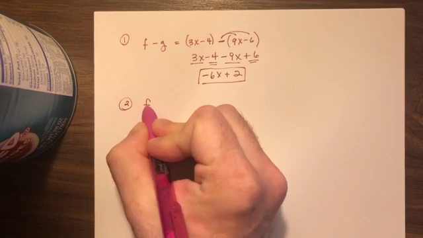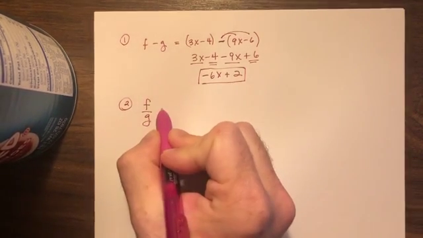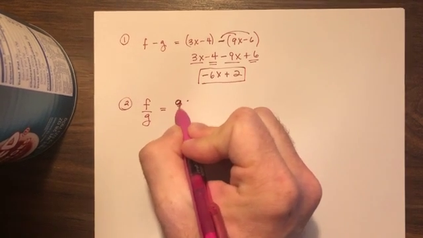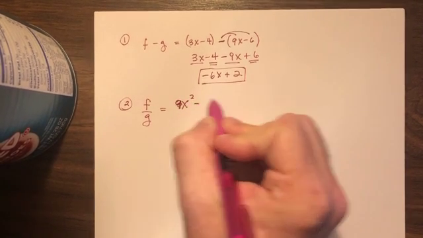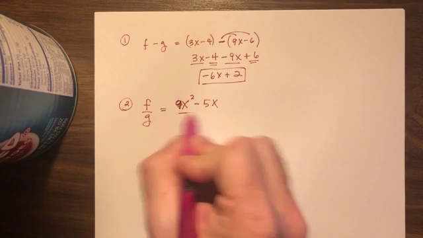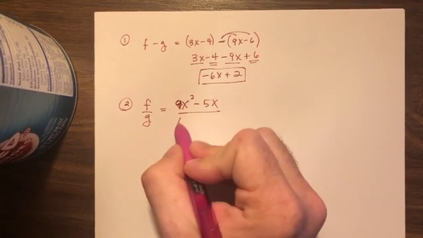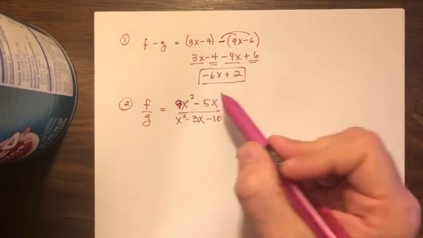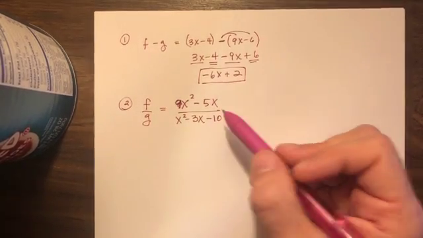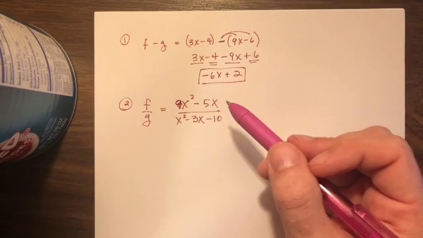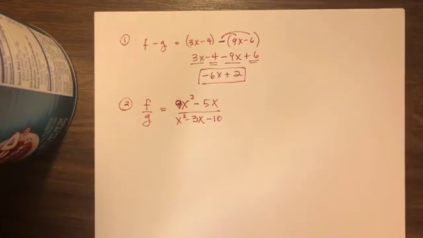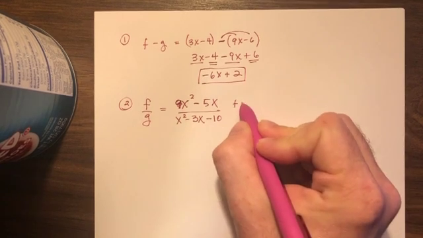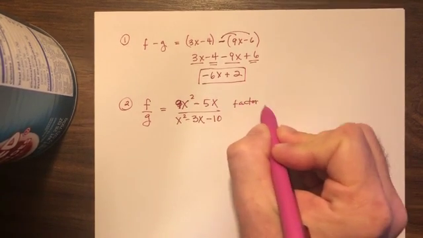Next one's pretty quick. F divided by g. And you can just write it as a fraction. So 3x, well, no, it's a different problem now. So 9x squared minus 5x is f. And then g is x squared minus 3x minus 10. With dividing, if you're not going to get into the whole long division with polynomials thing, which I don't want to, then the only thing you can do is factor both the top and bottom.